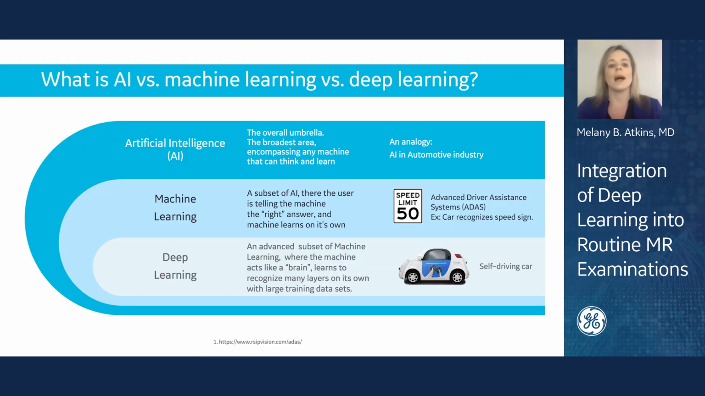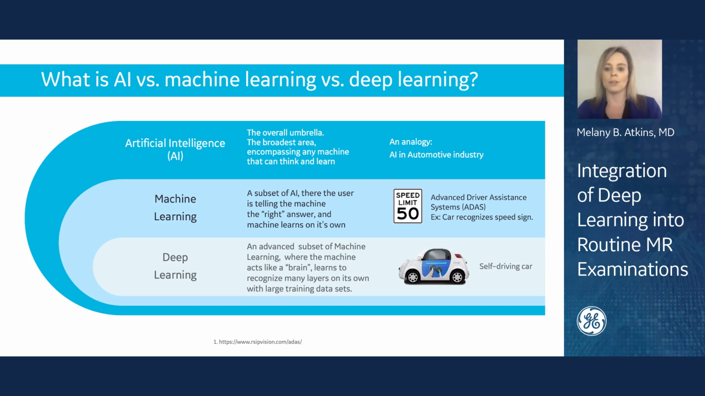And so when we talk about AI versus machine learning versus deep learning, I think this is a nice explanation to try to grasp the concept of these, where artificial intelligence is really the overall umbrella. It's the broadest area encompassing any machine that can think and learn. Whereas machine learning is a smaller subset of AI, where the user is actually telling the machine the correct answer, and then the machine learns on its own. And deep learning is really our highest and most advanced subset of machine learning, where the machine is acting more like a brain and learns to recognize many layers on its own after training on these very large data sets.